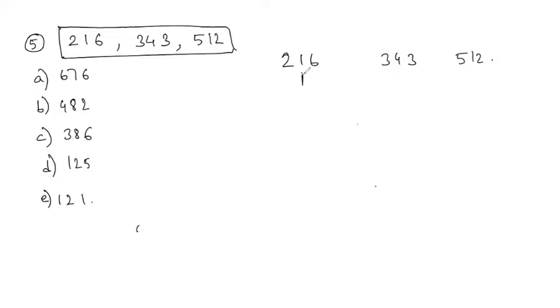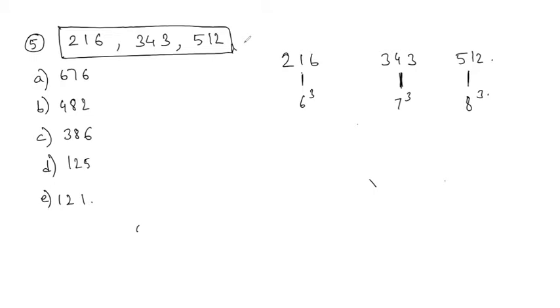6 cube, correct. Next, 343, cube of which number? 7 cube. And this one, 512? 8 cube. Correct. So what is the relation here? In this set, only cubes of numbers should be there. Correct? That is the rule here.